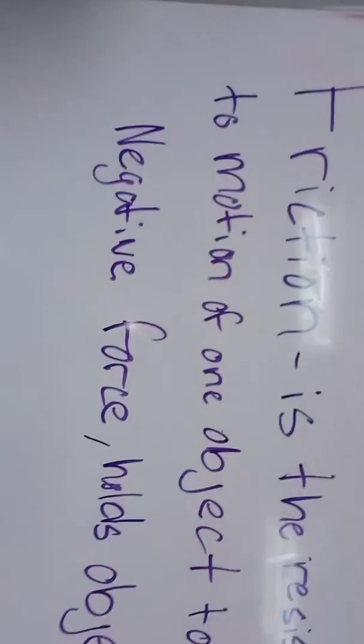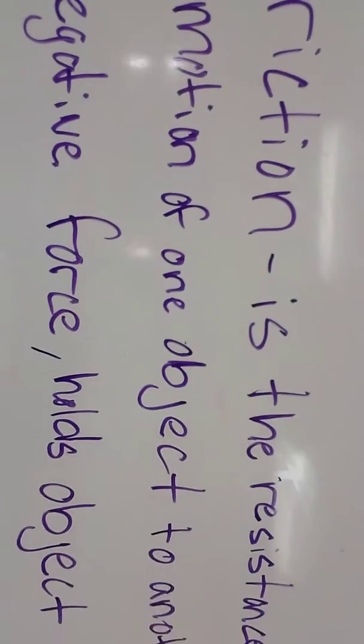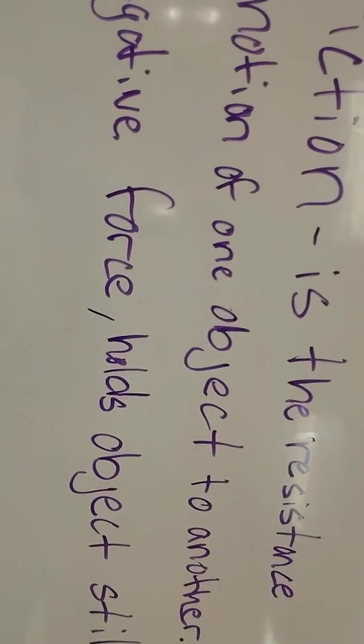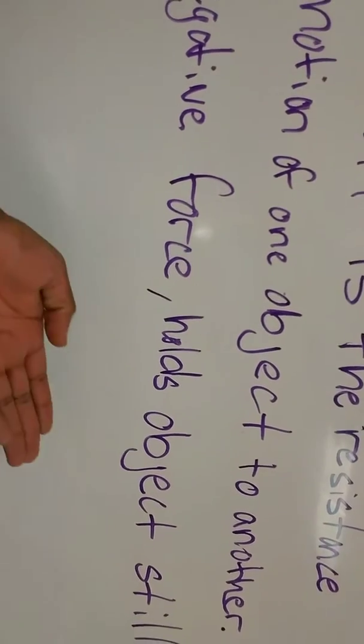First things first, let's read the definition of friction. Check this out. What we have right here is: friction is the resistant motion of one object to another. It can also be a negative force that holds objects still or back. Now there are four types of friction: kinetic, rolling, fluid, and static.